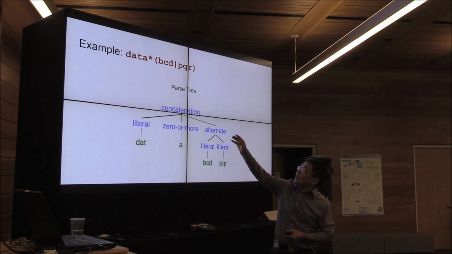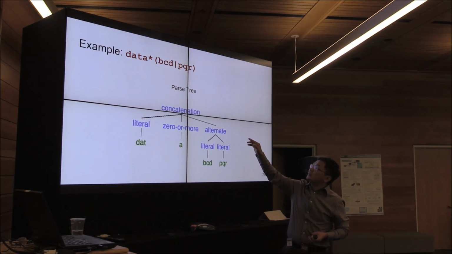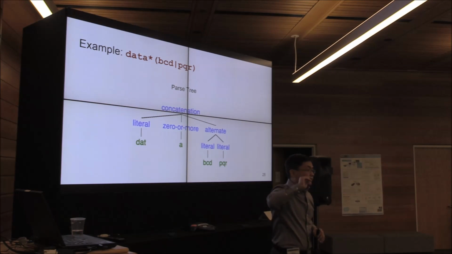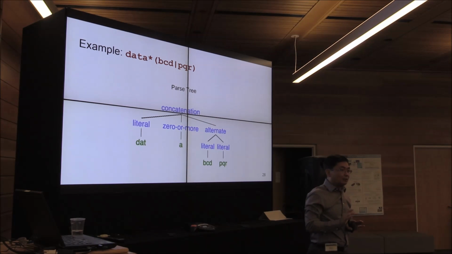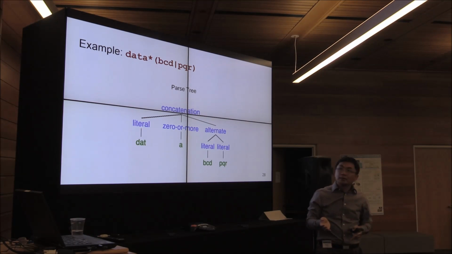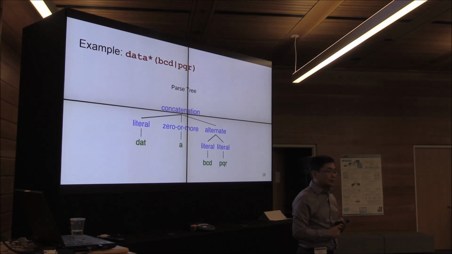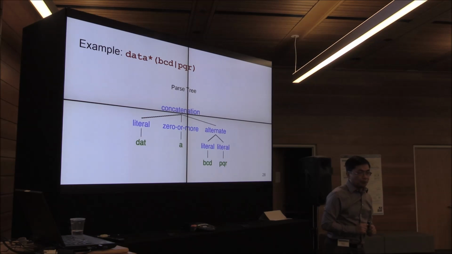So in this example, I have this regular expression DATA star. Keep in mind the star is on A, not on DATA. So that means DAT followed by any number of A's, including no A, and then followed by a disjunction of BCD or PQR. So this is the meaning of the regular expression.